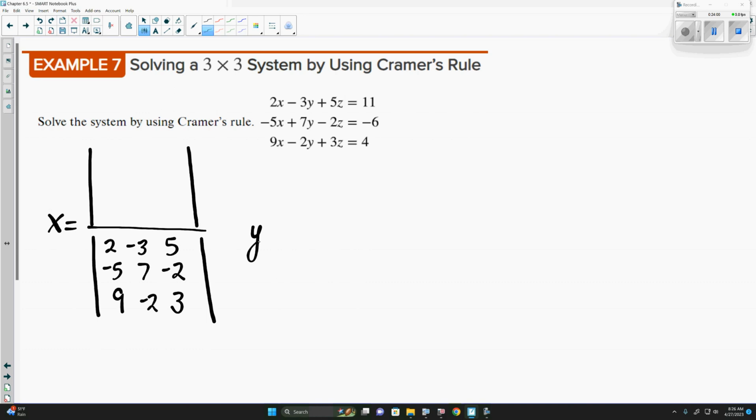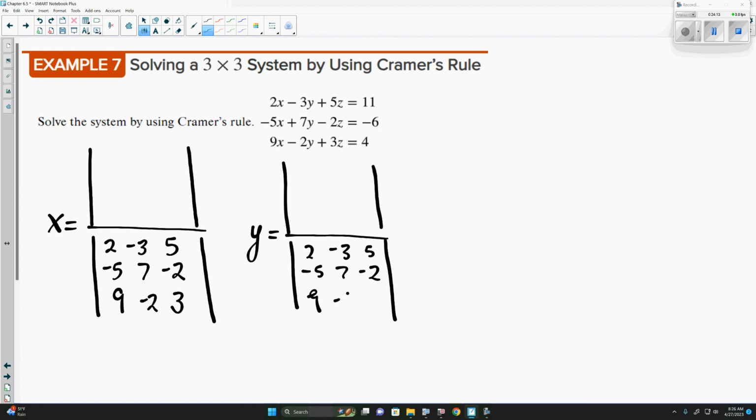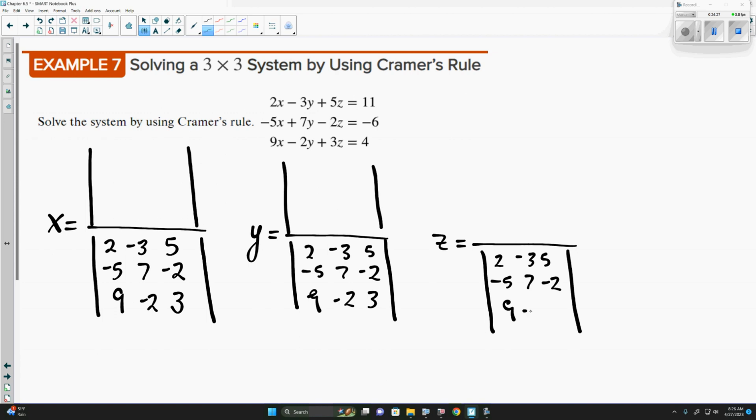And even with y, its determinant, the denominator, is still going to be 2, negative 3, 5, negative 5, 7, negative 2, 9, negative 2, 3. And with z, 2, negative 3, 5, negative 5, 7, negative 2, 9, negative 2, 3. The determinant of the denominators of all three are going to end up being the exact same. There is no difference between one and the next.